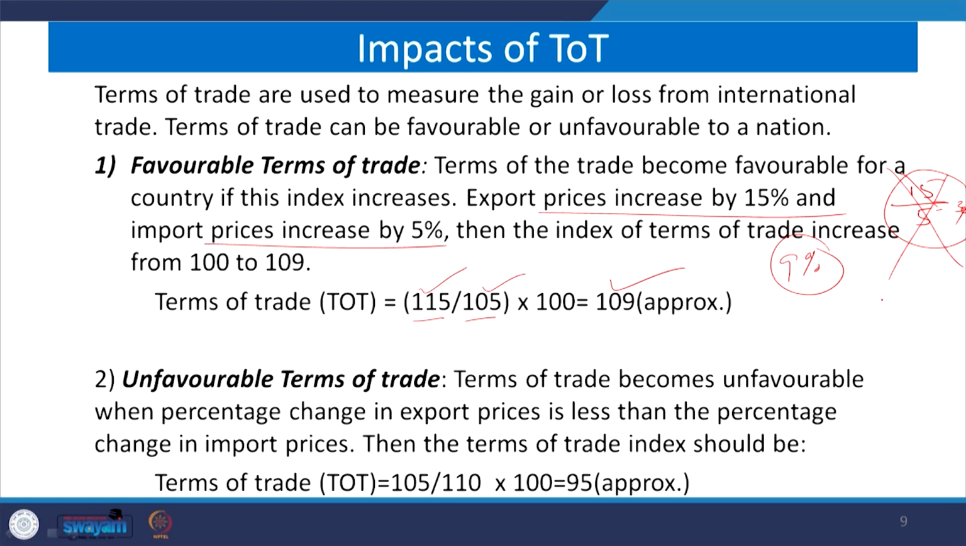So, what about unfavorable terms of trade? If export rises by 5%, I mean it becomes 105, and import rises by 10%, it becomes 110. So the result boils down to 95, which is less than 100. Therefore, it is unfavorable.